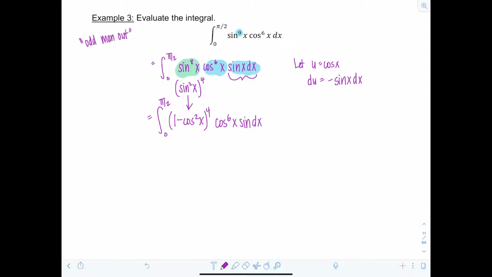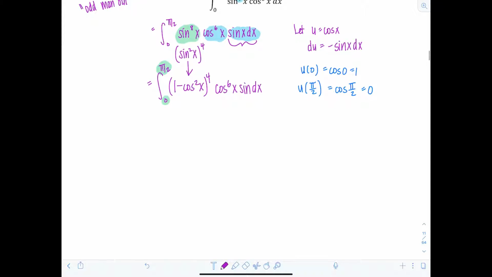All right, looks like we're ready to roll. The only thing I have to do before we make our change of variables is figure out my new limits of integration. So let's plug in the lower limit of 0. So u of 0, that's going to be cosine of 0, which is 1. And then pi halves, u of pi halves, that's cosine pi halves, which is 0. Love it. All right, time to switch things up. So I'm going to have the integral, new lower limit is 1, new upper limit is 0.